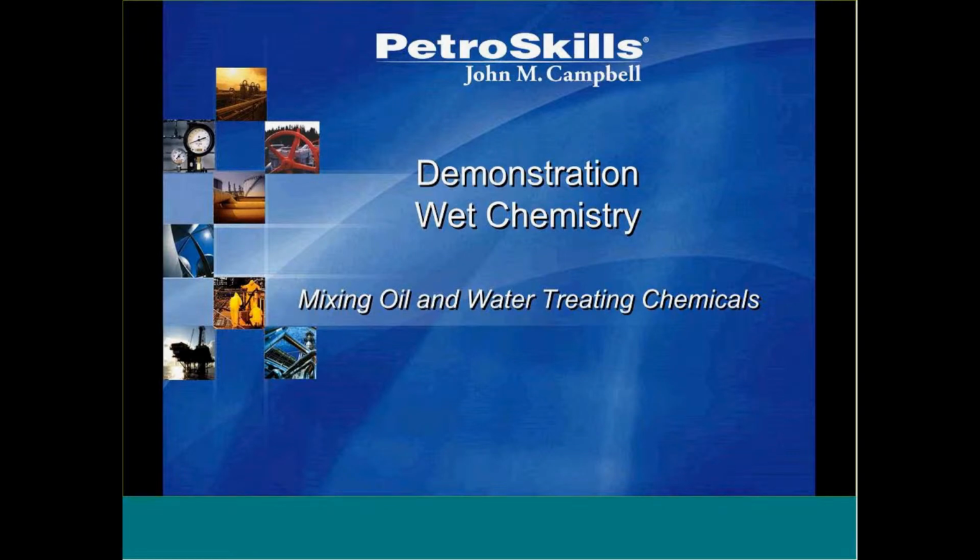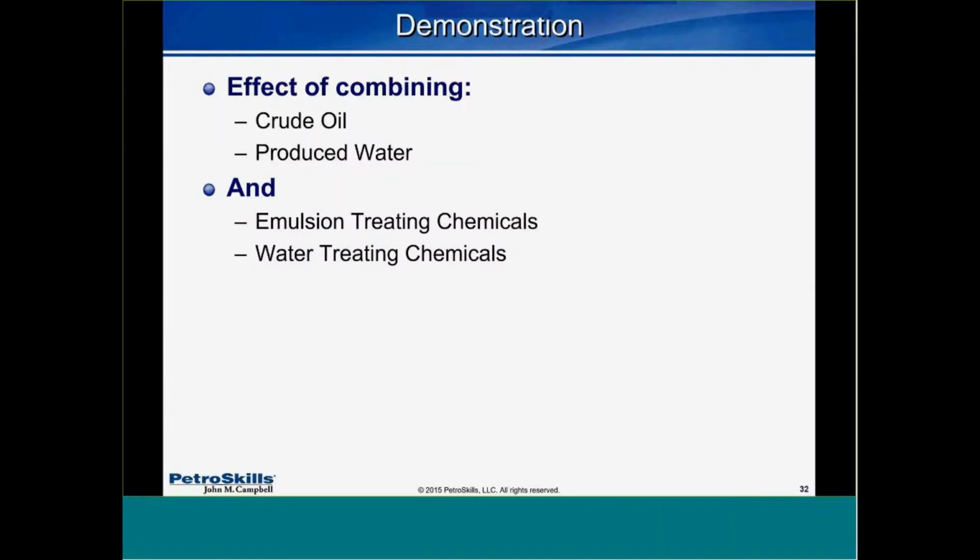So I want to do some pictures of a wet chemistry demonstration that I did in class, working with actual fluids. We've got a Gulf of Mexico crude oil. It's actually from Hess's Ballpate platform, and some produced water from their inlet separator. What we're going to do is add the emulsion treating chemicals and the water treating chemicals that the platform is currently using online, mix them and see what happens.